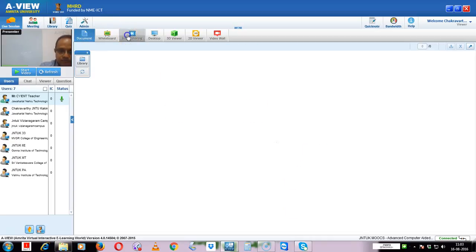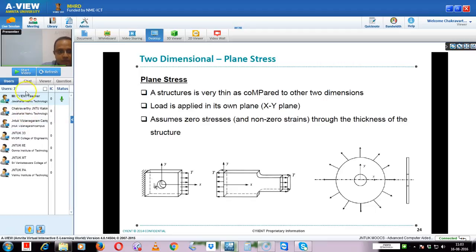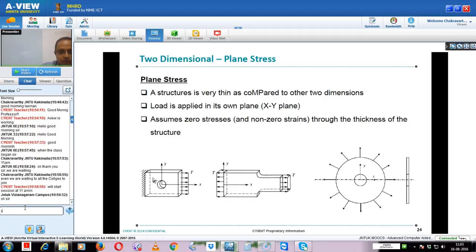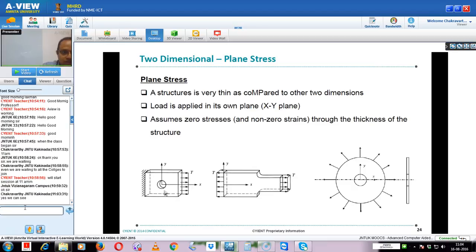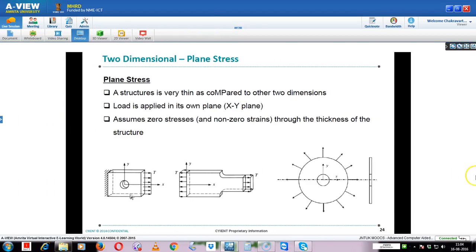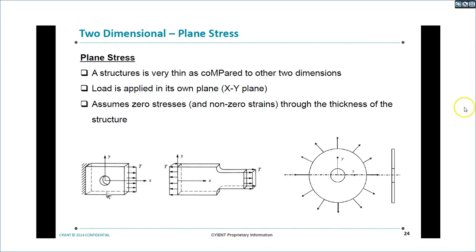Similarly, this is a plate with a hole. Here we can model only the area with a hole, and we can assign the third dimension as a constant thickness to this complete area. So this is a plane stress problem. One of the important things is that because it is very thin, it will have zero stresses across the thickness.